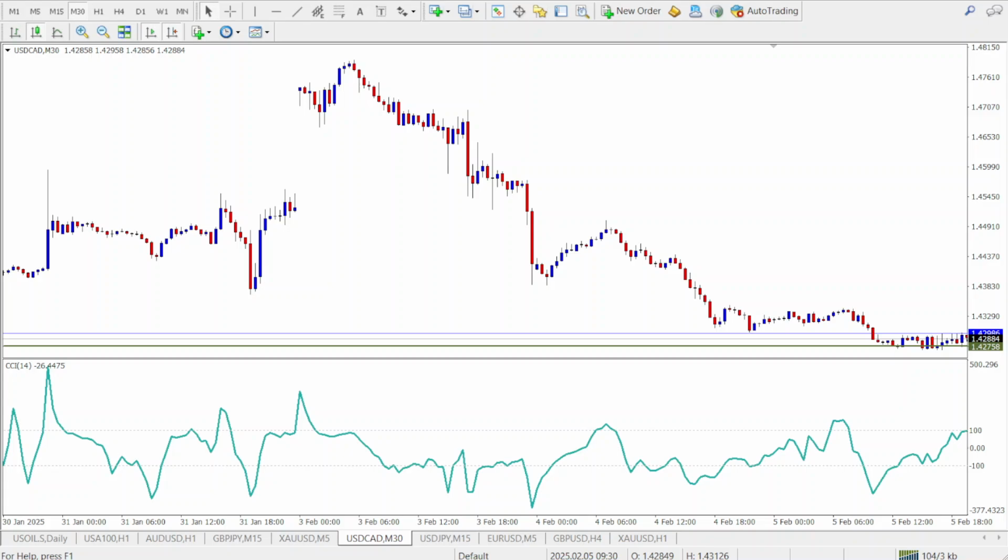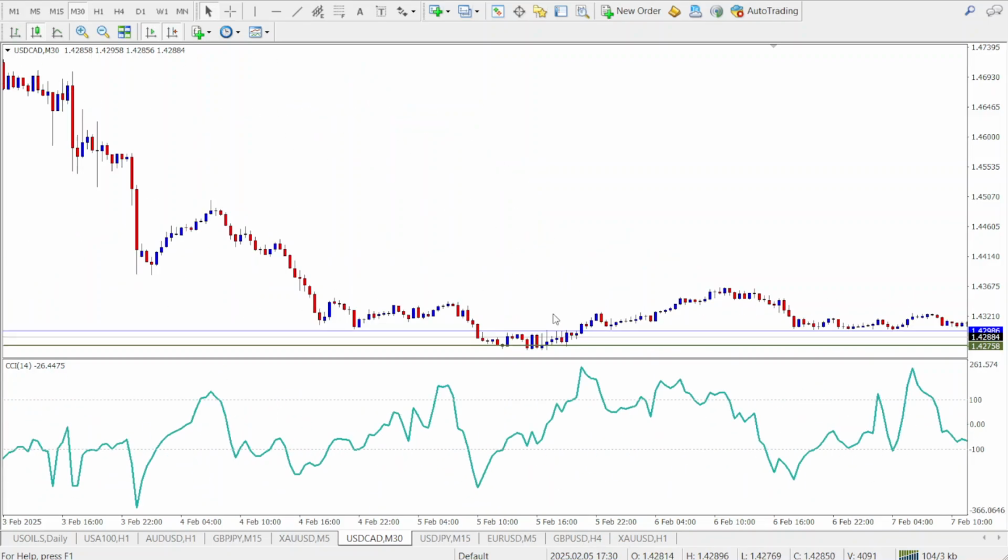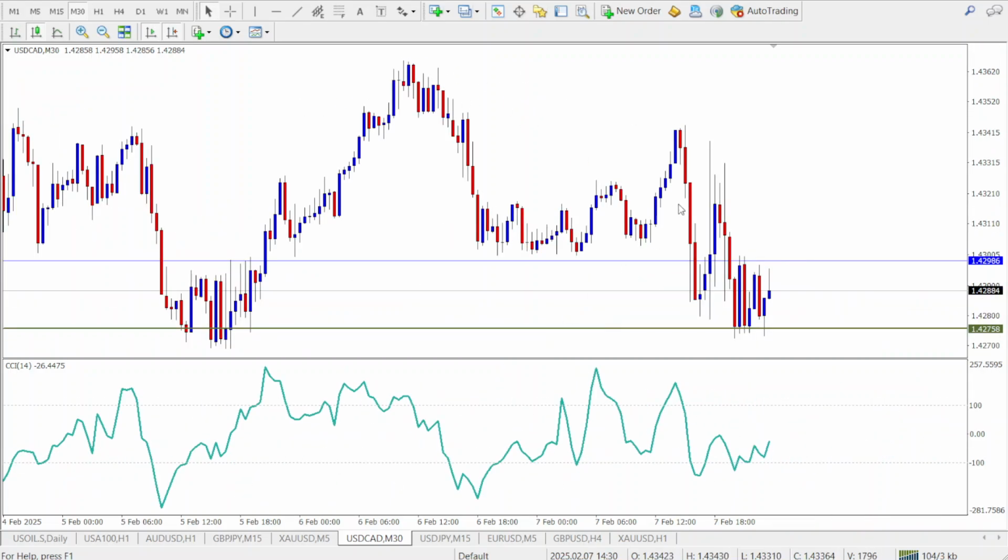Then you take profit levels. For that, you can set your targets at resistance levels for a buy trade, but if it's a sell trade, you can use support levels to take your profits.